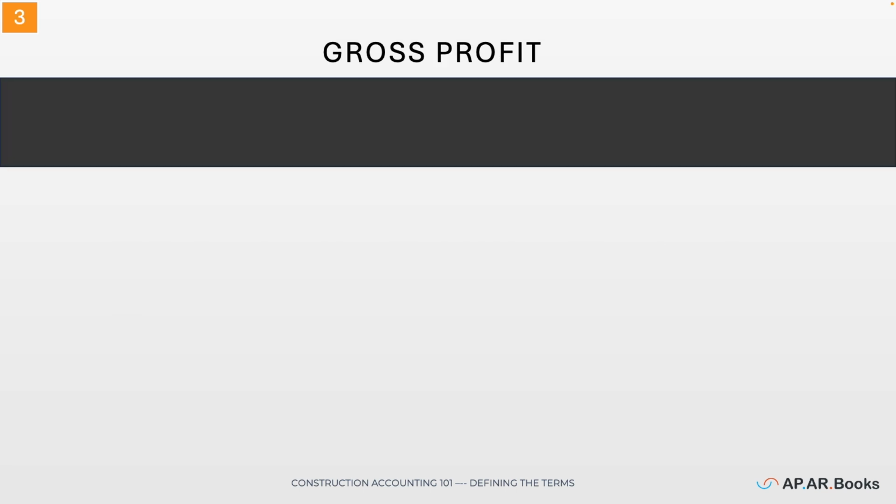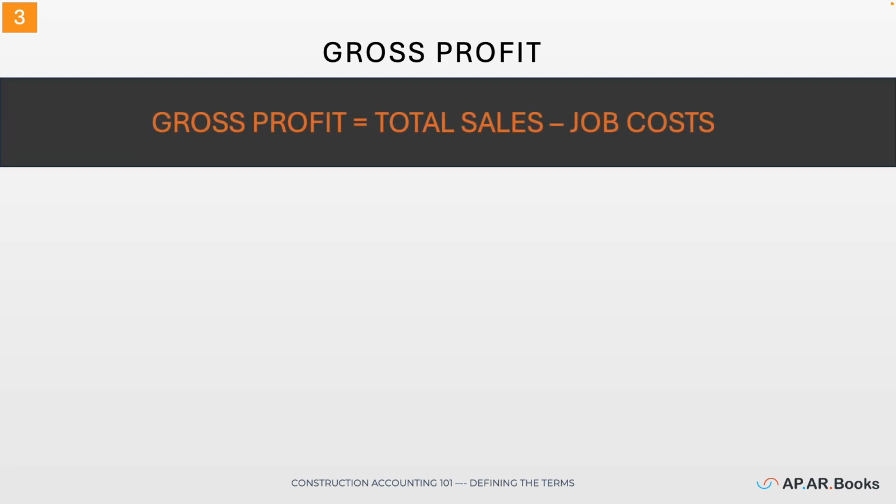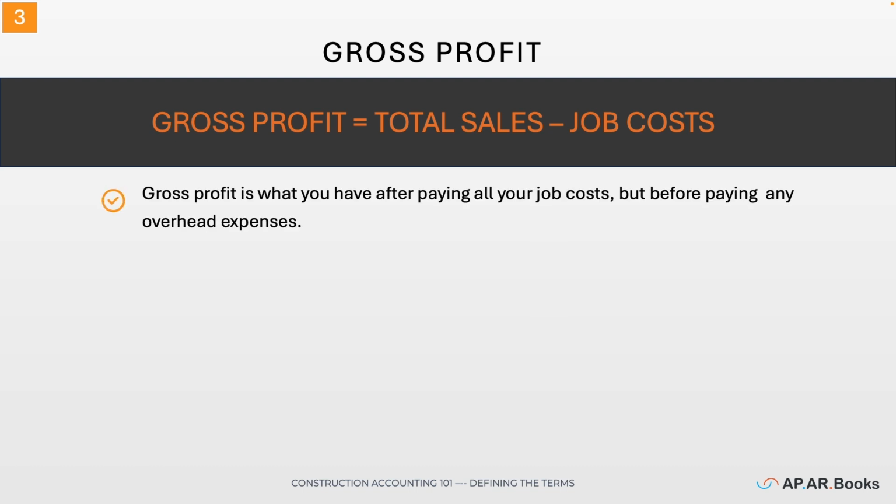Let's talk about gross profit, one of the most important numbers in your business. Gross profit is what's left after paying all your job costs, but before paying any overhead expenses. It tells you how much you make before covering your business expenses like rent, payroll, and insurance. You can calculate the gross profit for each project, but not net profit. That's because net profit includes your company-wide overhead. Gross profit doesn't.